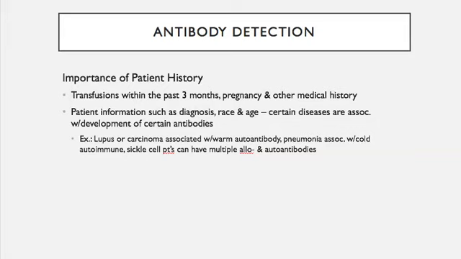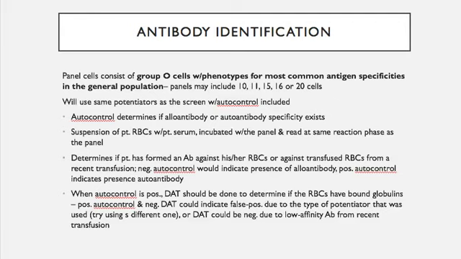An example of diseases, lupus or carcinoma, can be associated with warm autoantibodies. Pneumonia can be associated with cold autoimmune antibodies. Sickle cell patients can have multiple allo and autoantibodies. So it can be helpful to have that information about the patient when we're trying to figure out what the antibody is.